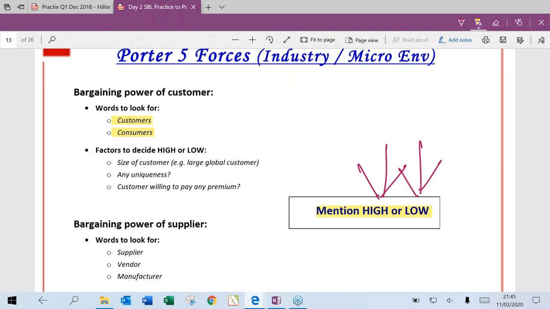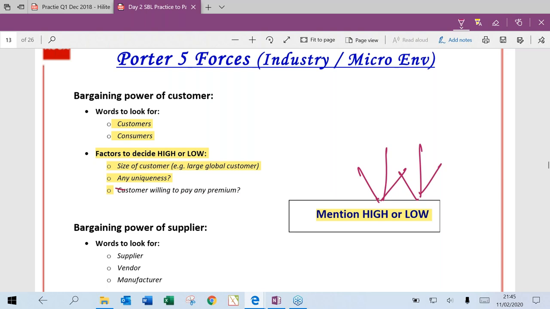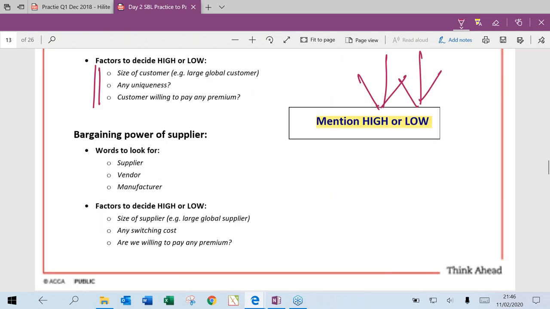So how do you decide whether the bargaining power of customer is high or low? These are certain factors which will help you decide. Number one is the size of the customer. If your customer is a large global company, then customer power will be high. Number two, do you have any uniqueness in your product, any brand? If no, then customer's power will be high. Is the customer willing to pay a premium? If no, then customer power is high. If yes, then customer power is low. Do you understand? Do you understand bargaining power of customer, how to decide whether high or low? Excellent.